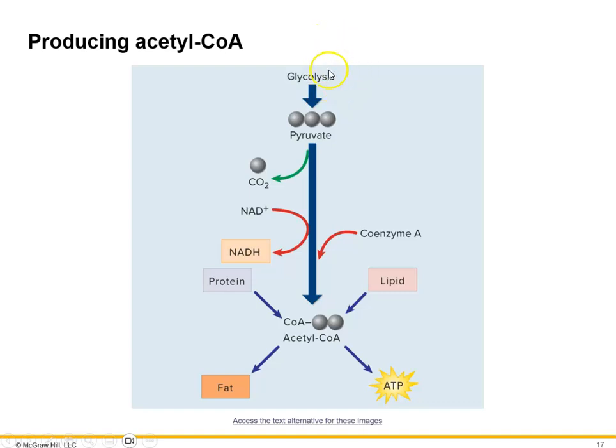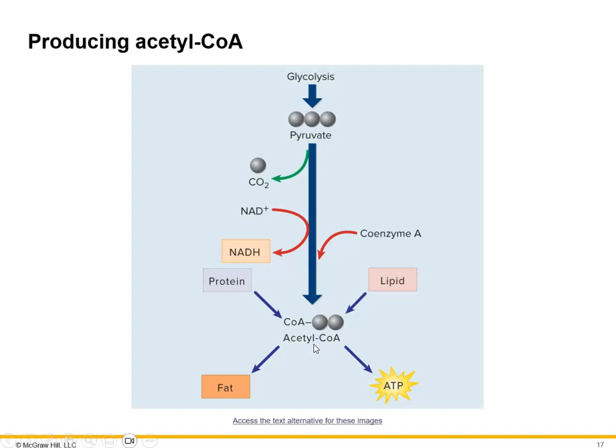Glycolysis takes that 6-carbon sugar and turns it into a 3-carbon pyruvate. We break off one of those carbons and give off a little bit of CO2. We also get rid of a hydrogen and give it to NAD+. Coenzyme A enters the reaction and combines with our 2-carbon molecule, and that's what gives us acetyl-CoA. So that's what we need to kick off the Krebs cycle.